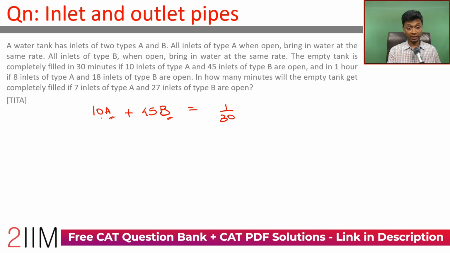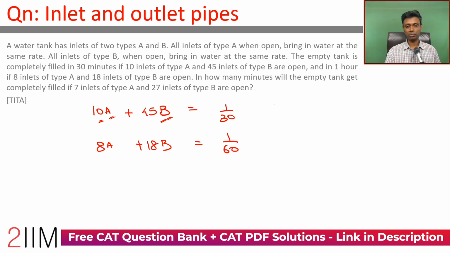In 1 minute, we fill 10 times A. In 1 minute, we fill 45 times B because 45 inlets of type B are there. Together, they fill 10A plus 45B, which is 1 by 30. Second part, in 1 hour, if 8 inlets of type A plus 18 of B are there, 1 hour is 60 minutes.